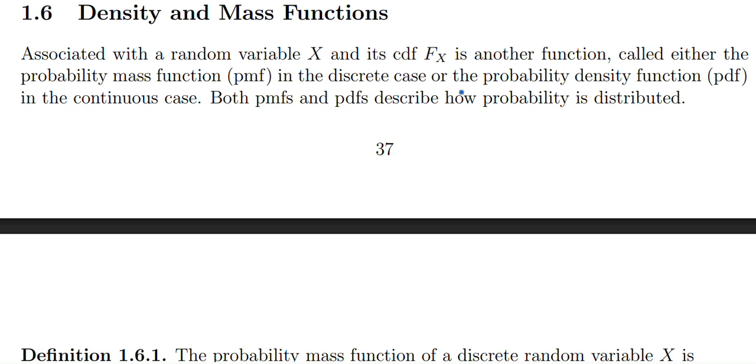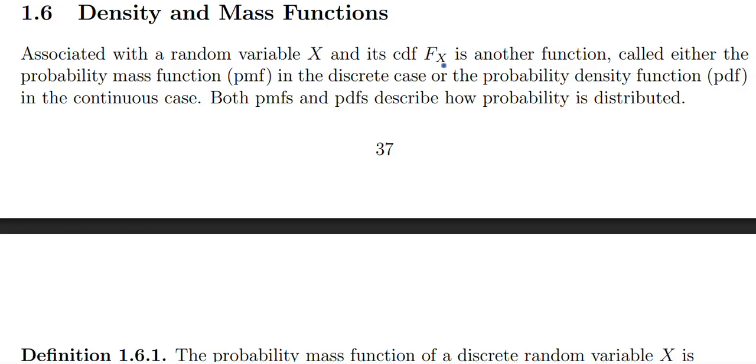We will talk about density and mass functions, so-called PDF and PMF: probability density function and probability mass function. And we will be seeing a little bit about the relation of PDF and PMF with the CDF, the cumulative distribution function that we just covered. So let us start. Associated with a random variable X and its CDF F of x, F_X.